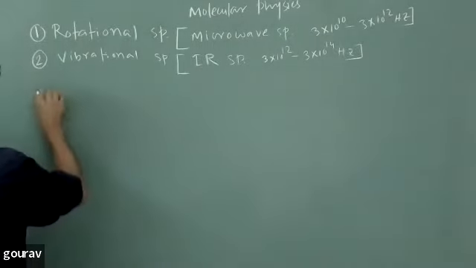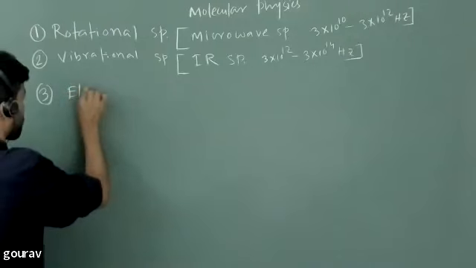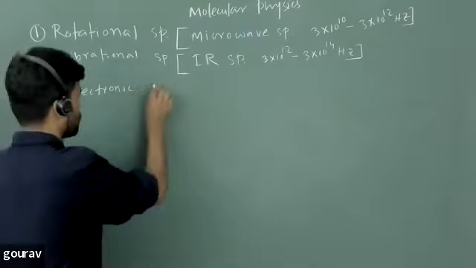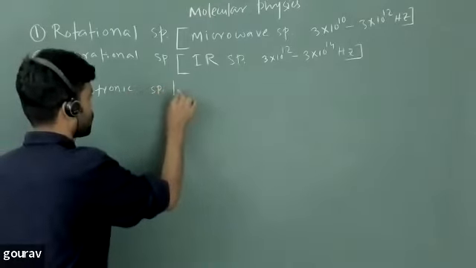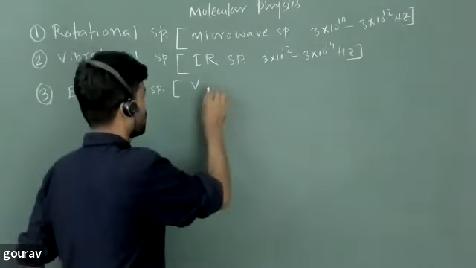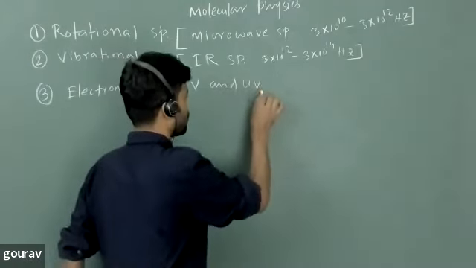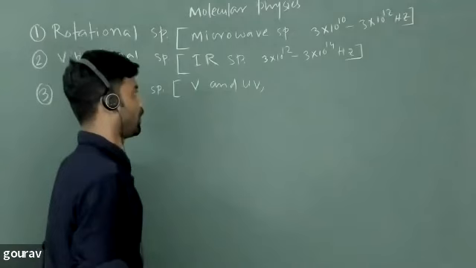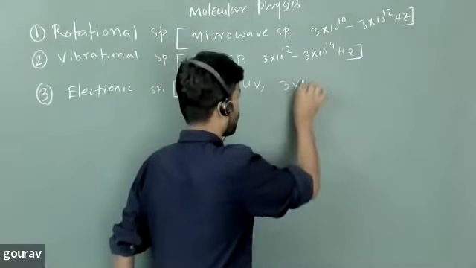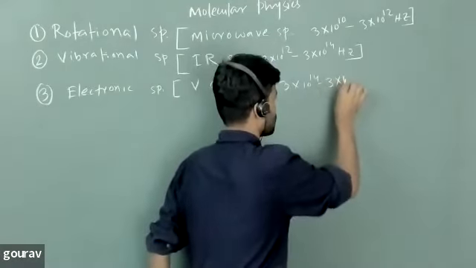Then we'll discuss about electronic spectroscopy. And this is the combination of visible and UV part, ultraviolet part. Okay, and the frequency range of UV and visible is 3 into 10 to the power 14 to 3 into 10 to the power 16 hertz.